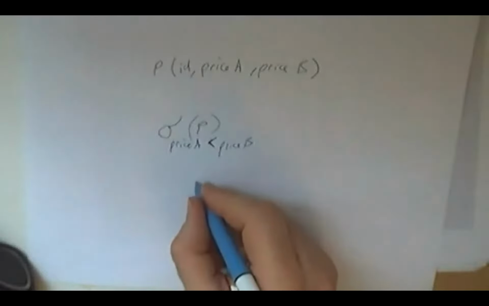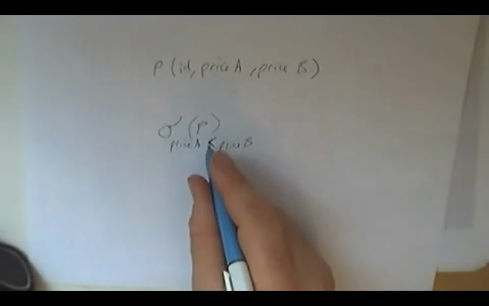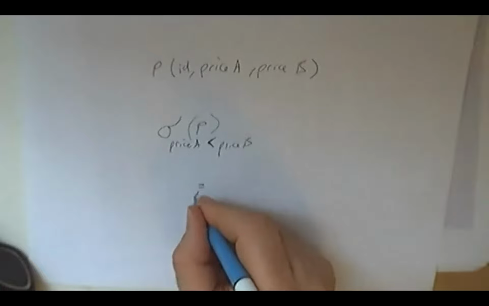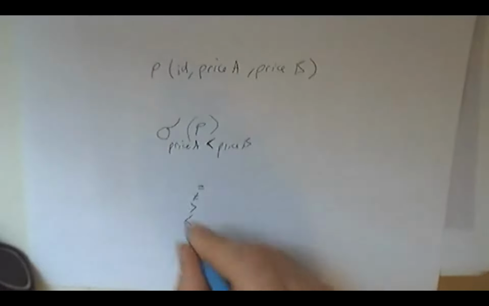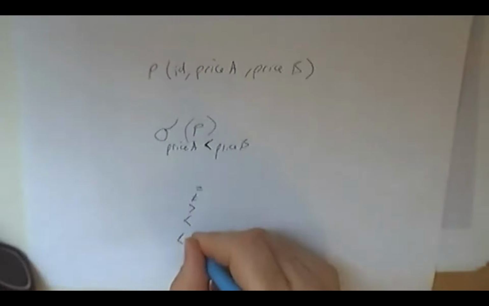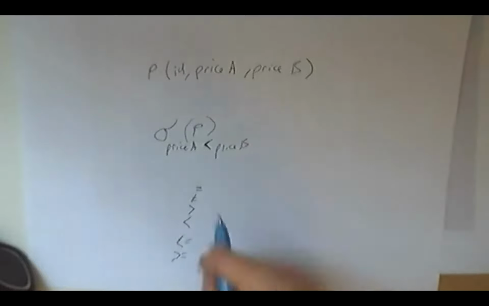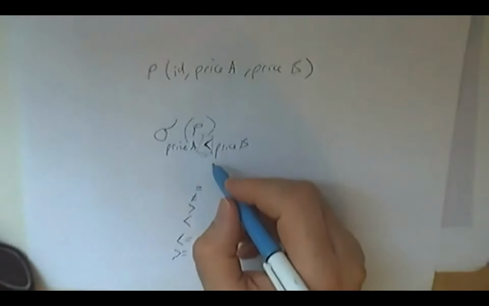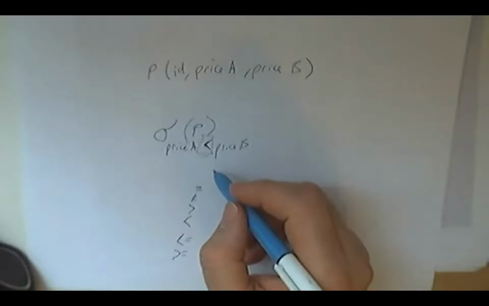So we have the standard six operators here. We have equal, not equal, less than, greater than, less than or equal to, greater than or equal to. All those six are available in how you specify the condition inside of a select.